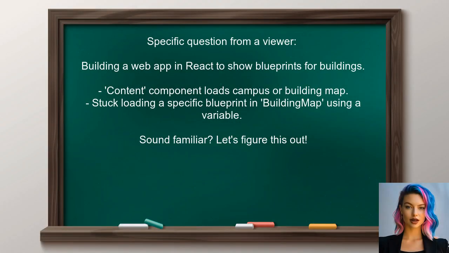Let's look at the specific question from one of our viewers. They mentioned they are building a web app in React that shows blueprints for buildings based on user selection. They have a content component that loads the campus or building map, but they are stuck trying to load a specific blueprint in the building map component using a variable. Sound familiar? Let's figure this out together.